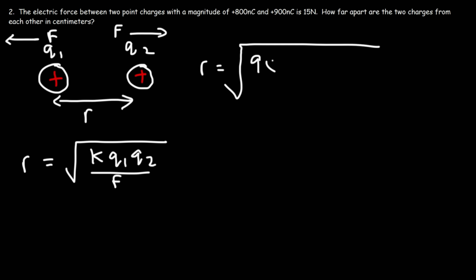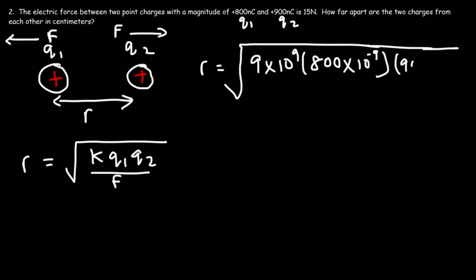So K is 9 times 10 to the 9. Q1, it really doesn't matter which one is Q1, so let's just make this one Q1 and the other one Q2. Q1 is 800 nanocoulombs. Keep in mind, nano is 10 to the minus 9. Q2 is 900 nanocoulombs, so 900 times 10 to the minus 9. And then F is 15 newtons.